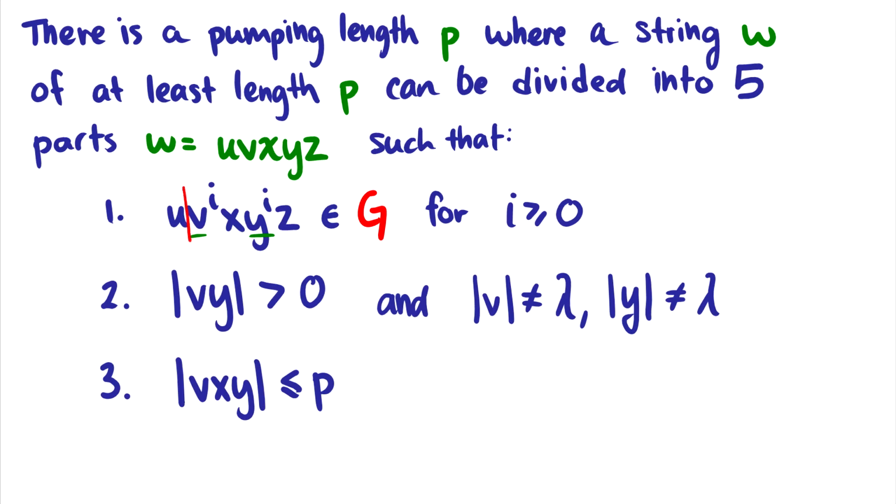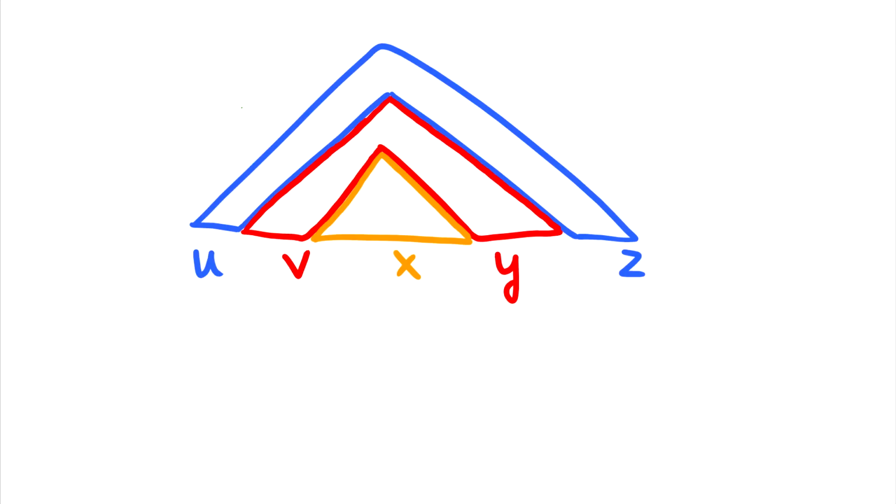So we're really pumping vxy together, but it's only v and y that are getting bigger or smaller. That x is just being maintained as a centerpiece in the middle. So here's kind of this diagram to show you what's happening. So here's u, v, x, y, and z. v and y is what we're pumping.